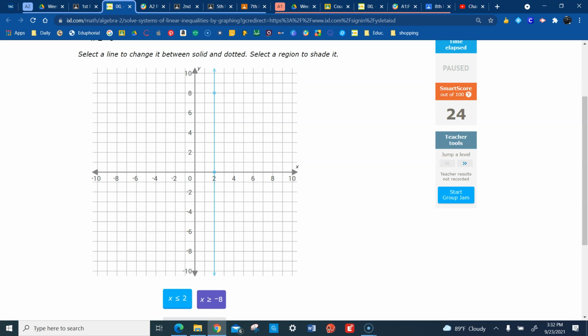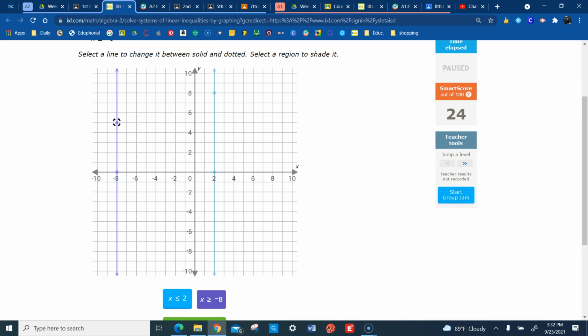This one says x greater than or equal to negative 8. That means I go to negative 8 on the x-axis and I plot a point. Now I plot another point somewhere that lines up with this negative 8. The inequality says greater than or equal to, which means I have a solid line.